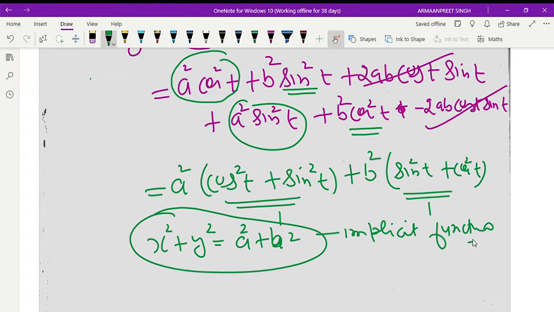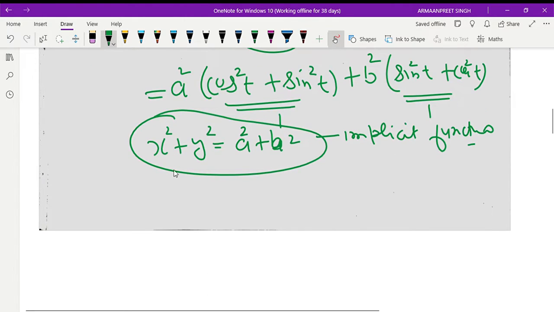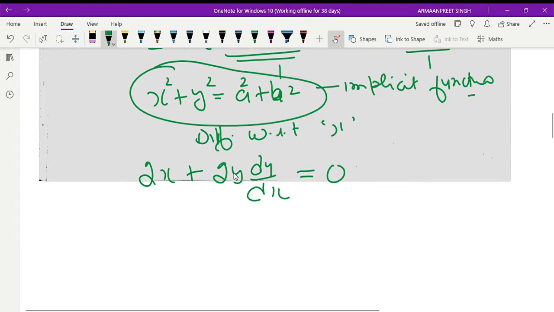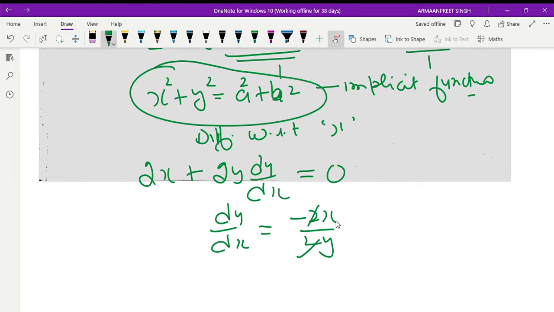Now we will find the derivative of this. Differentiate with respect to x. So it is 2x plus 2y dy by dx, and the derivative of a constant is 0. Now dy by dx is minus 2x divided by 2y, and cancelling out, it is minus x by y. So we will get the first derivative here.